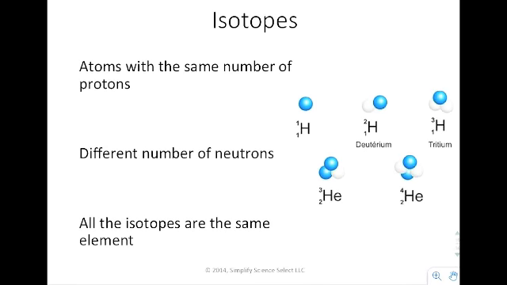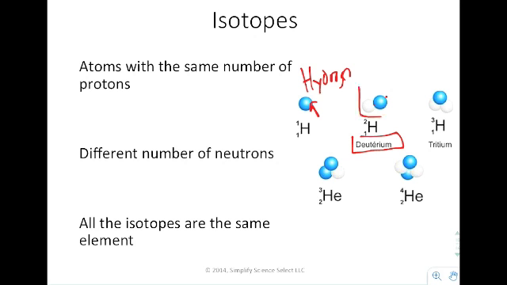Next we have isotopes, and isotopes are atoms with the same number of protons, because that's what makes something the same, but a different number of neutrons. So what you see here is traditional hydrogen. Hydrogen has a single proton and no neutrons. Then you have what's called deuterium. Deuterium is a special isotope of hydrogen where it has one proton and one neutron.